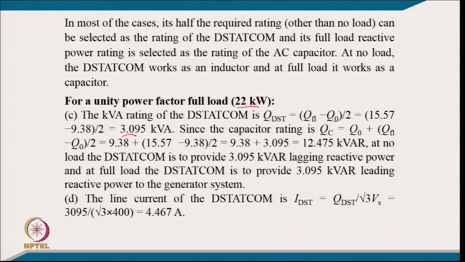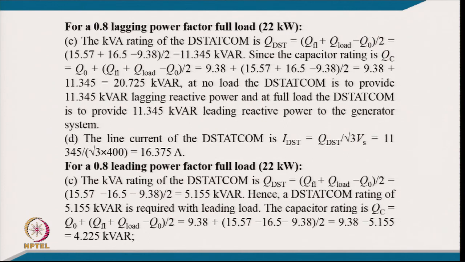This is the kVAr rating of the D-STATCOM, because at no load it will work inductively, and at full load it will become capacitive. So it will compensate on both sides. From this we can find the capacitor rating. This is the capacitor rating at no load, and the D-STATCOM is to provide this much kVAr lagging reactive power at no load, and at full load it provides this much leading reactive power. So the line current of the D-STATCOM will be Q divided by root 3 VL. This will be 4.467 amperes.